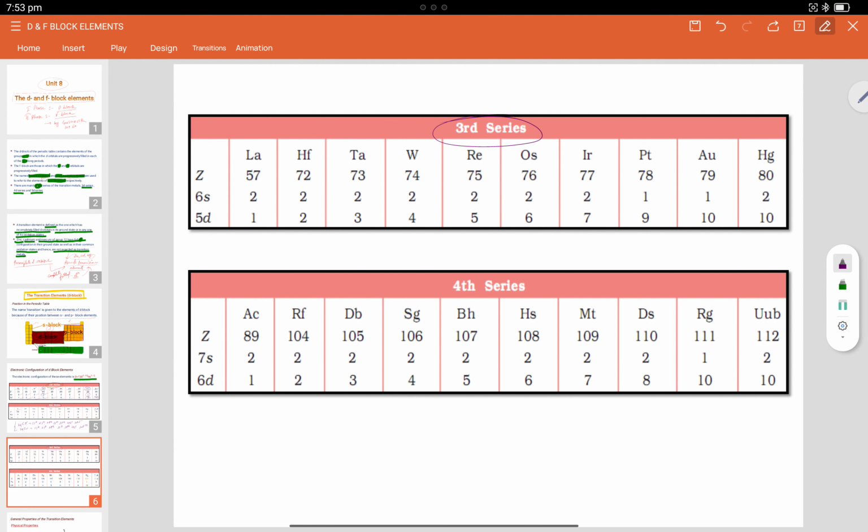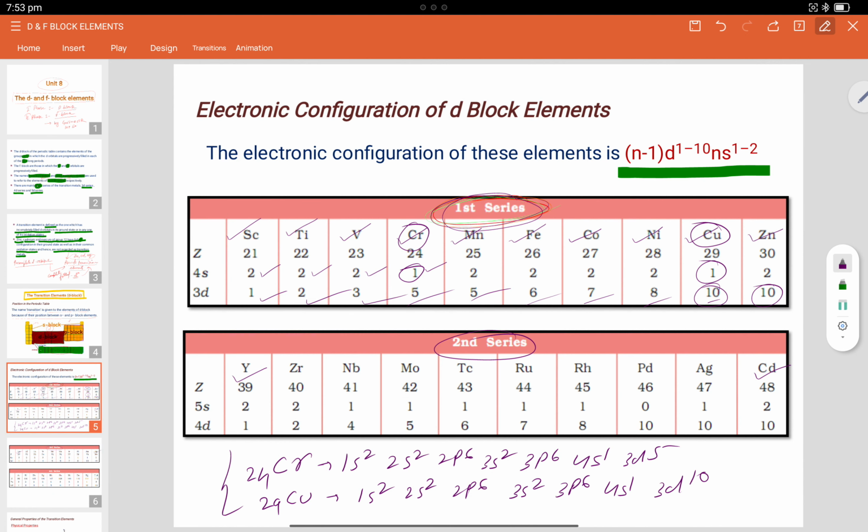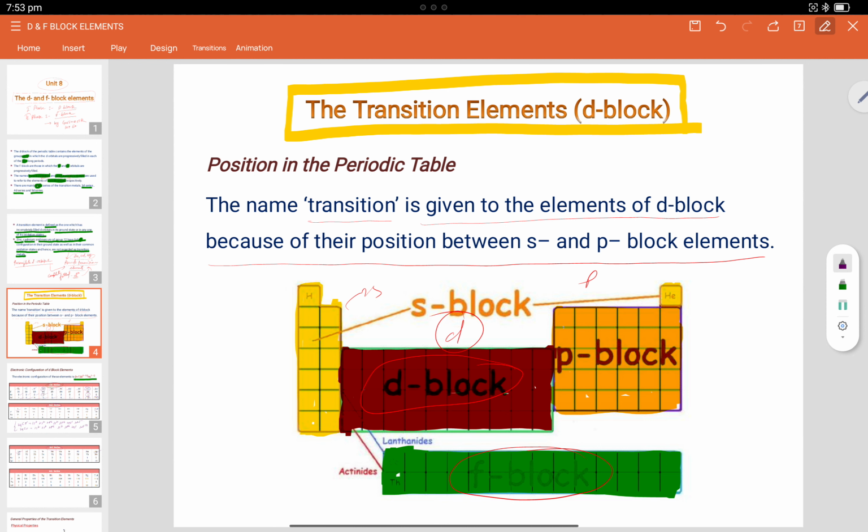The third series is called from lanthanum to mercury. Check it once. Here, 1, 2, 3, 4: it's called 3d series, 4d series, 5d series, 6d series. Okay, this is the classification, children, for d block elements.